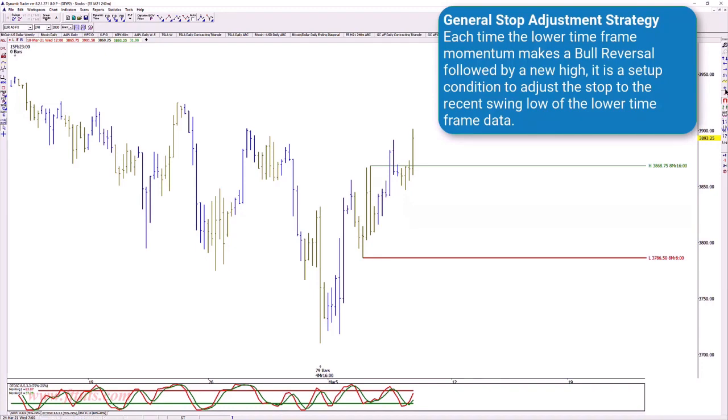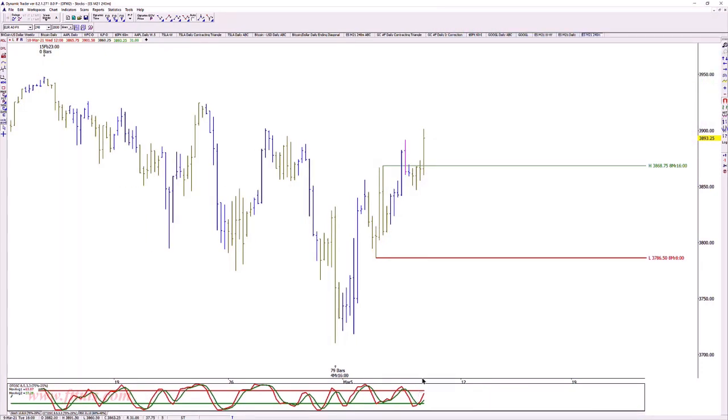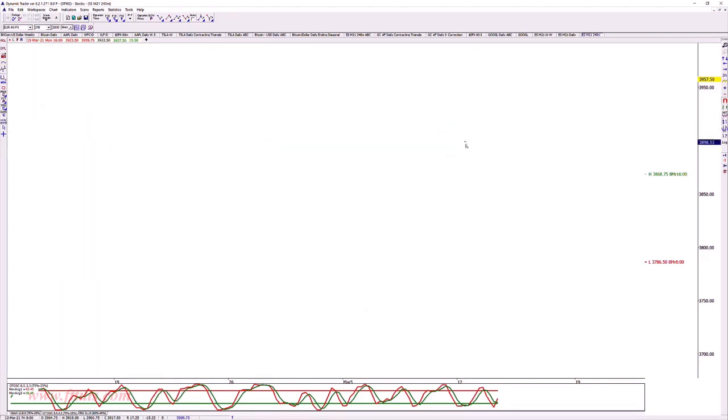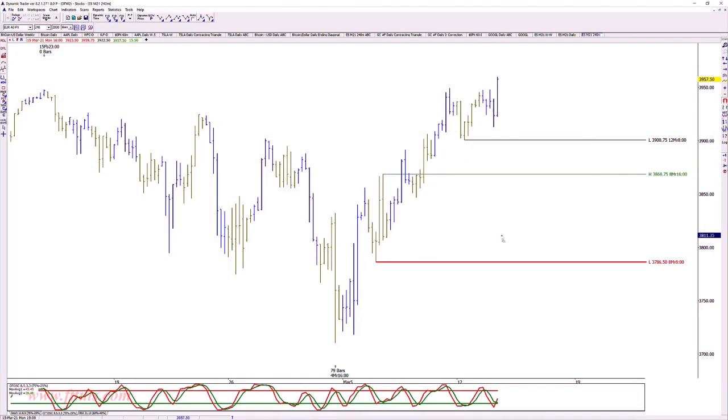So there we go. We made another new high, another momentum bull reversal. We'd adjust the stop up to the last swing low made prior to that momentum bull reversal. We'd still have a slight loss if we got stopped out, but it would be really a small loss. Let's add some more data. Oh boy, he just had a really strong advance. So there we made another momentum bull reversal, and we made another new high, adjust the stop again. We're now insured at least a small profit on this trade.